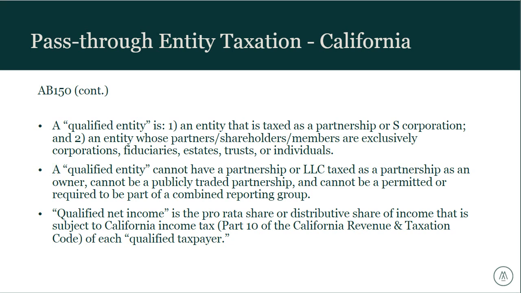So the alternative here is to determine whether further up in the org structure an owner may elect AB 150 because it's also a partnership. And then with respect to qualified net income, once an election for AB 150 is made, that 9.3% tax is on the qualified net income of each qualified taxpayer. So that is a taxpayer who consents to this election. So next, let's look at the second important term here, and that's qualified taxpayer on the next slide.